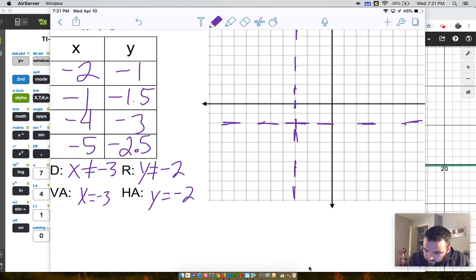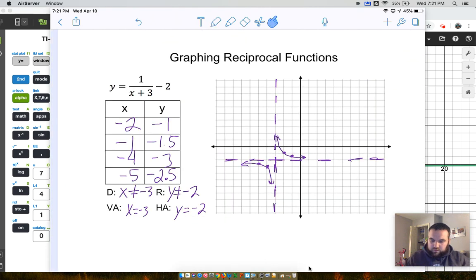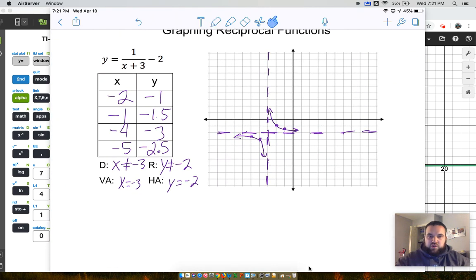So -2, -1 is right there. -1, -1.5 is right there. So you can kind of see that branch forming. -4, -3, and -5, -2.5 is right there. Okay. So I get something that's going to look kind of like this. And right now we're just sketching, but that gives us a general graph.